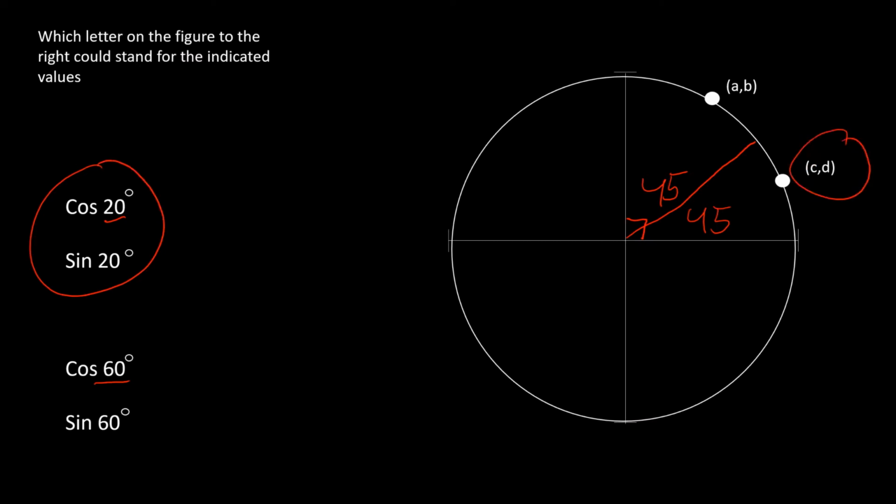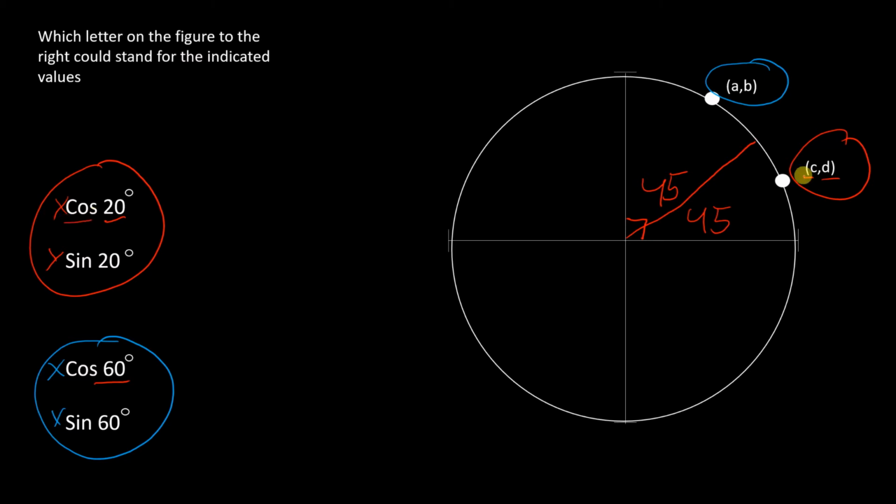We can see that these two correspond with these two, and that these two correspond with these two. And because we know cosine is x and sine is y, we can easily find out the solutions.